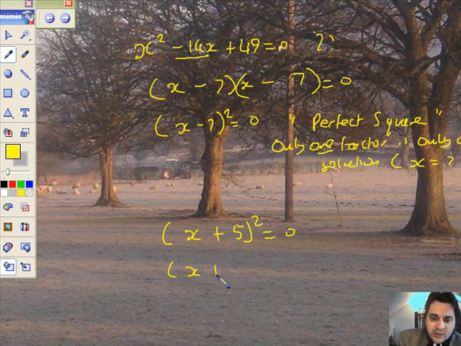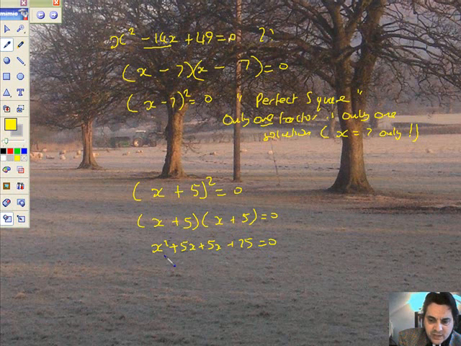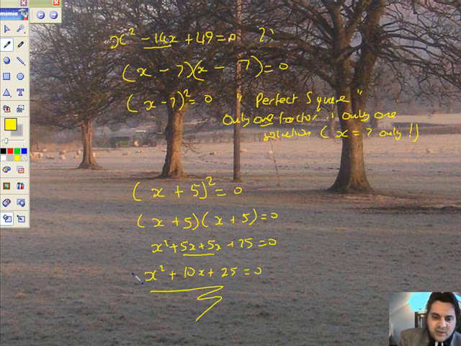So let's just show how we're going to get from this, which we know is true, to where it can be. We just multiply it all out. So we get x squared plus 5x plus another 5x plus 25 equals 0. Squish that up a little bit: x squared plus 10x plus 25, and there's another perfect square.